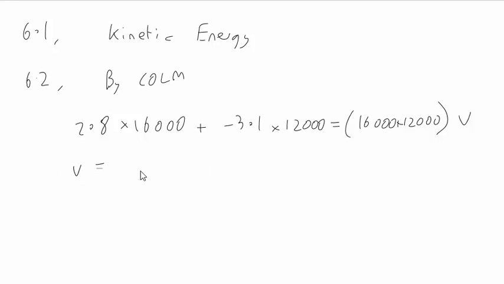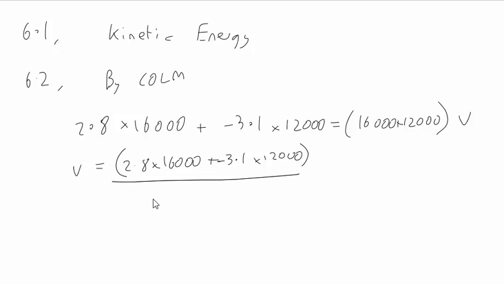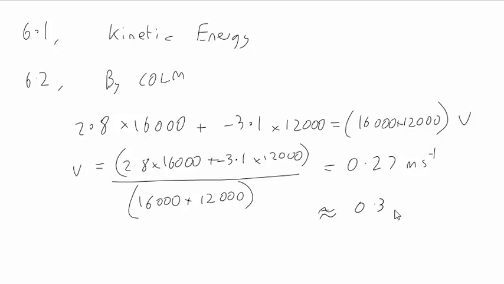So V is equal to 2.8 times 16,000 plus 3.1, minus 3.1, sorry, times 12,000, all over 16,000 plus 12,000. This gives 0.27 meters per second, which is about 0.3 meters per second as required.